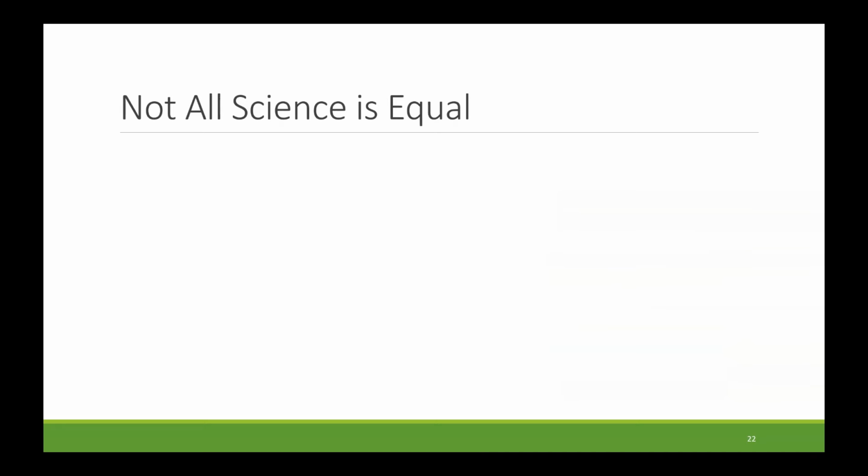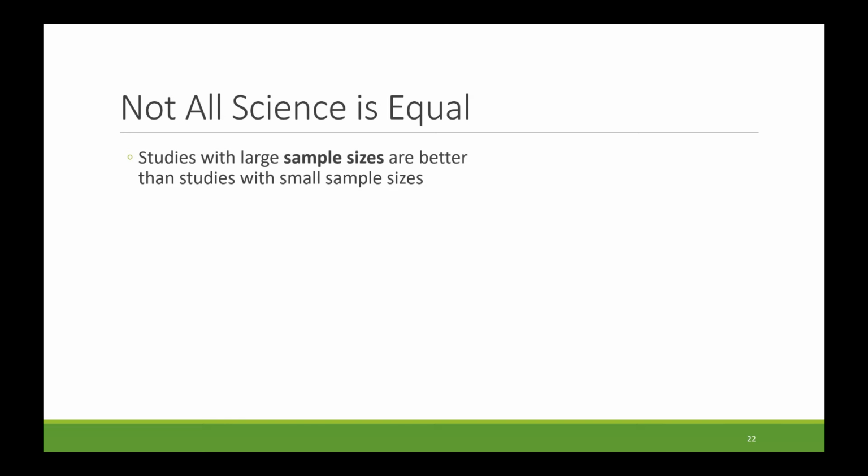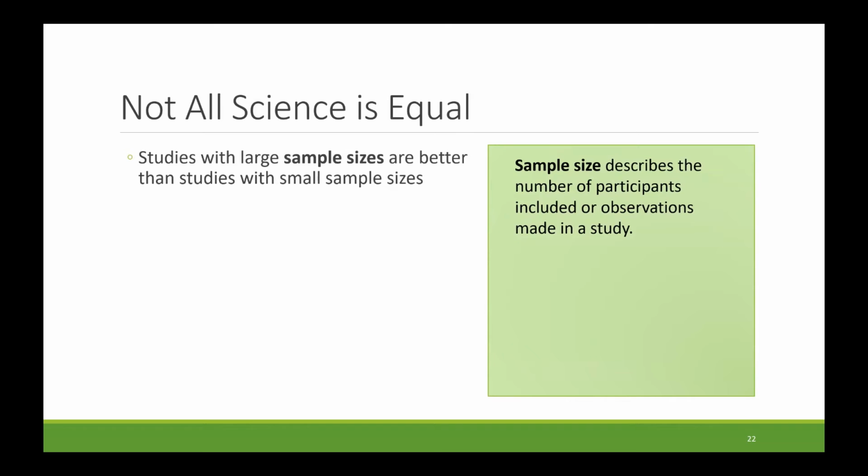Now, everything that I've just said may give you the impression that there is good science and then there's bad science. But really, the situation is more nuanced than that. The quality of most scientific research lies on a spectrum, rather than being black and white, good or bad. So one feature that improves the quality of a study is having a large sample size. Studies with large sample sizes are better than small sample sizes. Sample size is the term for the number of participants included in a study, or number of observations that are made. A larger sample size gets you a better, more reliable result.